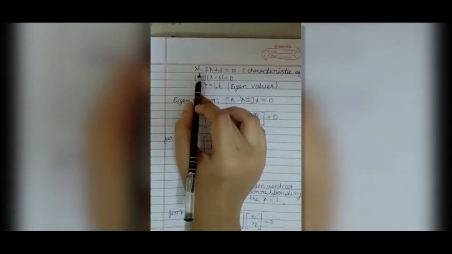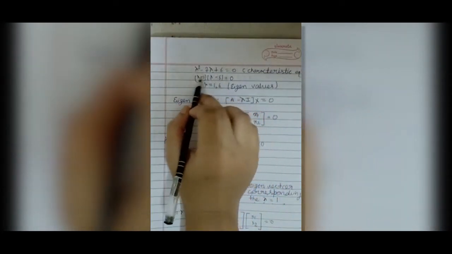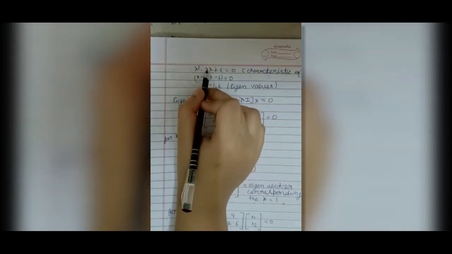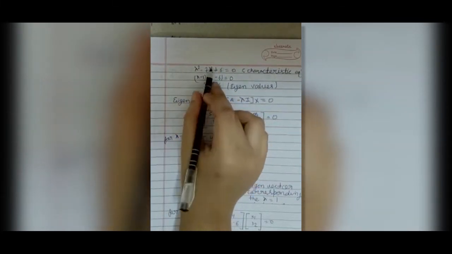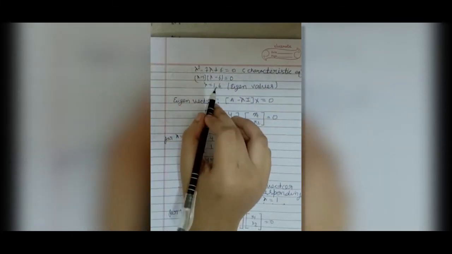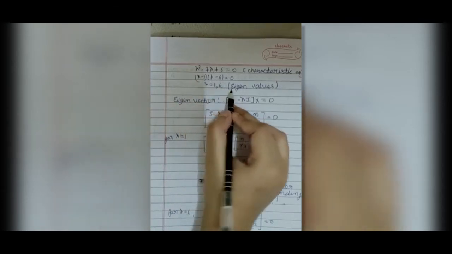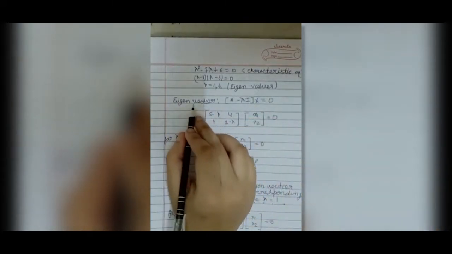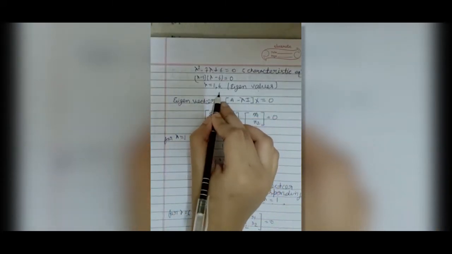After cross multiplying you get this equation. This is a quadratic equation, and this is your characteristic equation. You remember I told you that you will understand through an example. Now finding its roots, you get lambda equals 1 and 6, and this 1 and 6 is nothing but your eigenvalues.